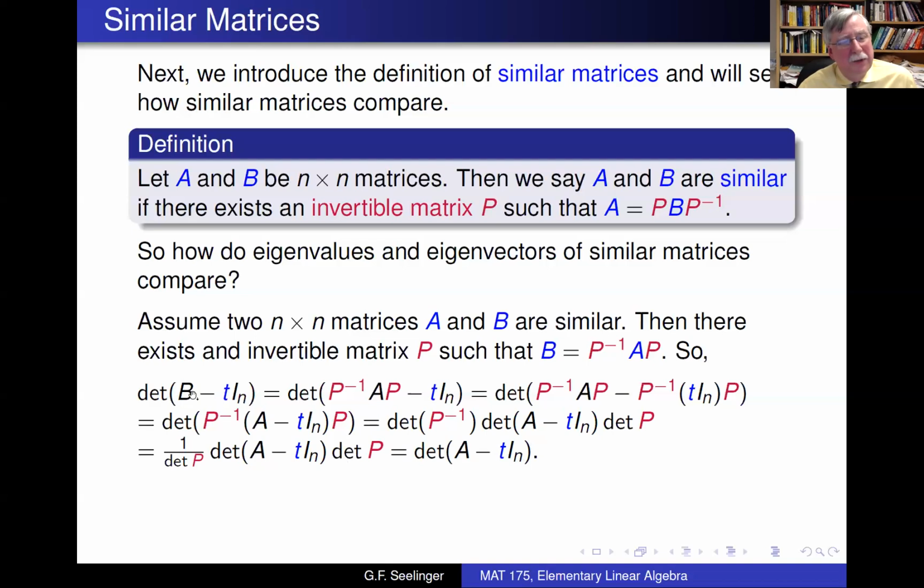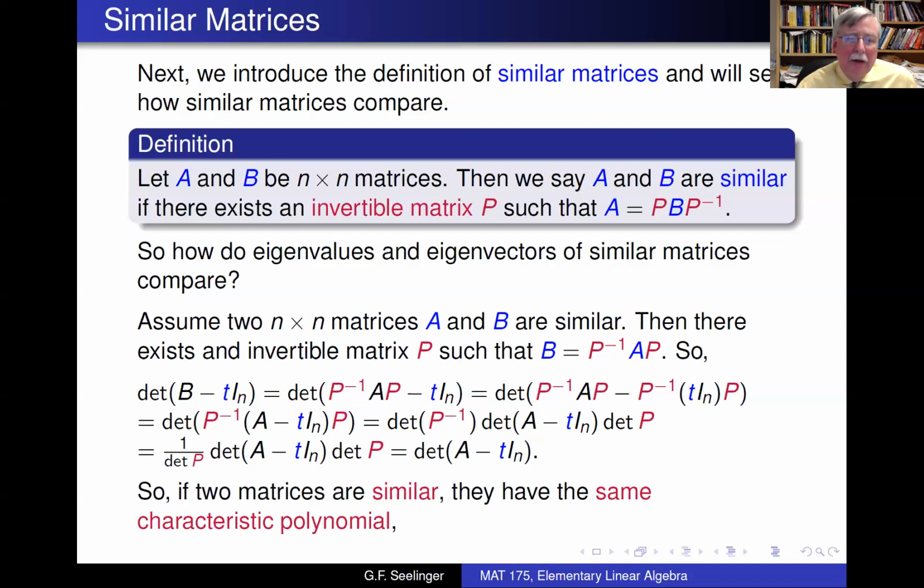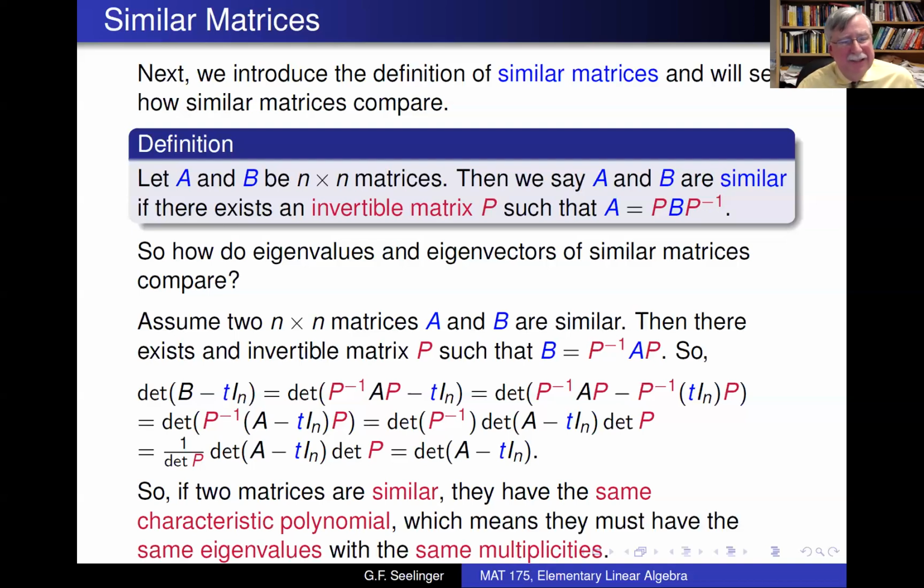What did I start with? I started with the determinant of B minus T times the identity. These two determinants are equal. So what does that mean in terms of the characteristic polynomial? When they're similar, they have the exact same characteristic polynomial. That means they have the same eigenvalues with the same multiplicities.